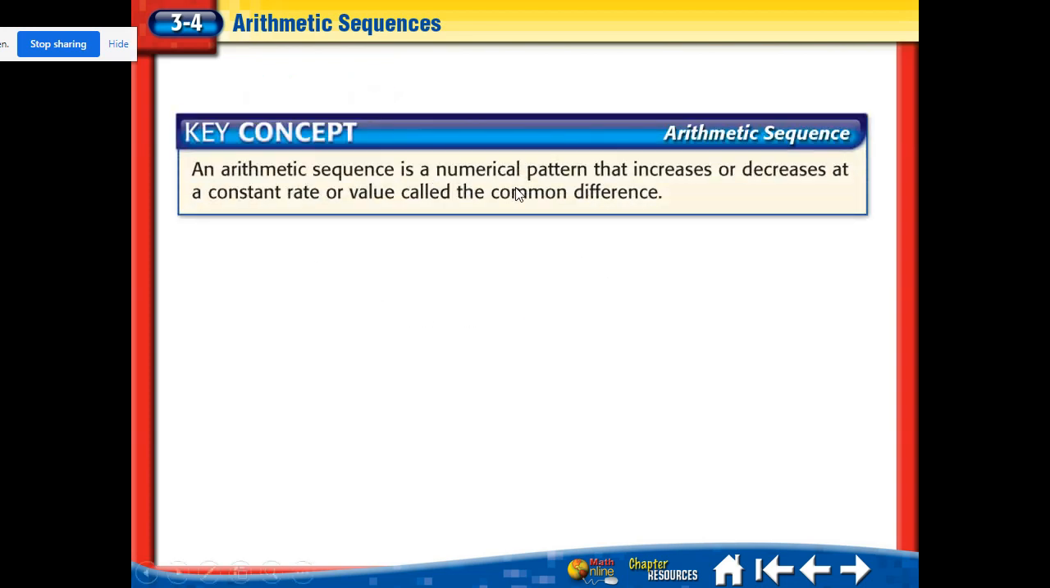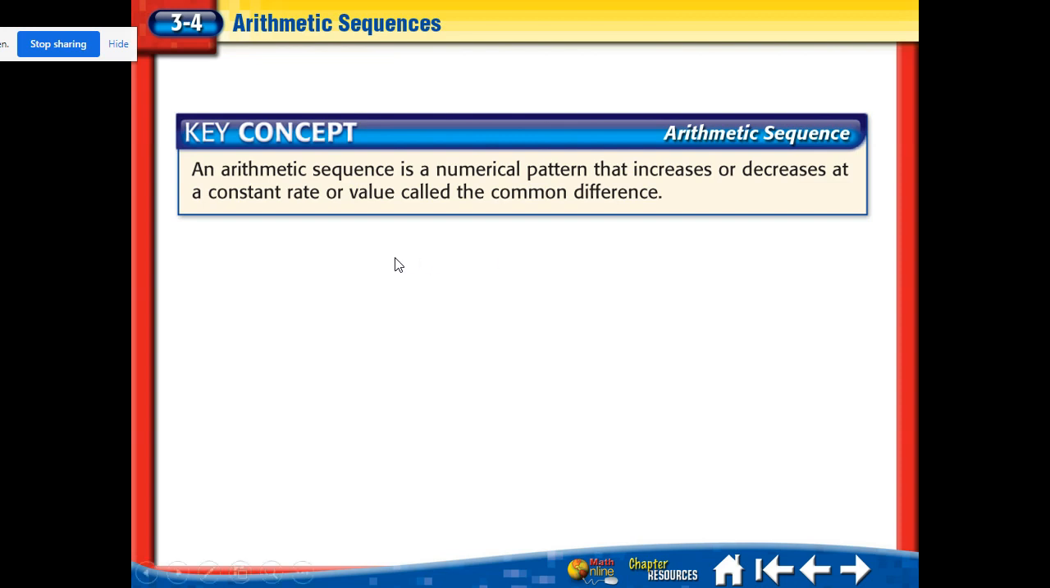A sequence is a pattern that increases or decreases at a constant rate. That rate, or that value, whatever you want to call it, is called the common difference. And that's going to need to be known. We will signify that with a letter D. D stands for the common difference.